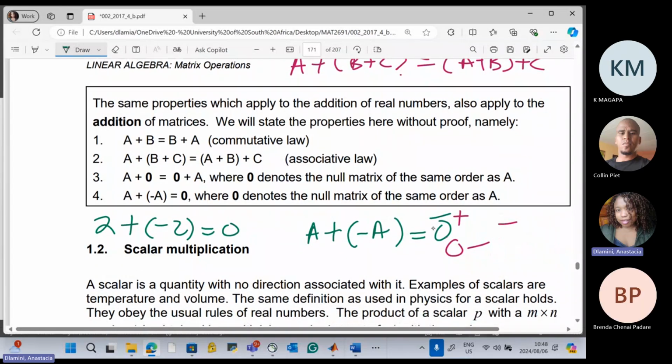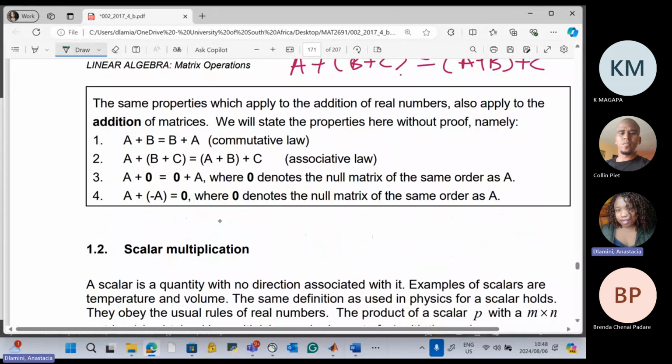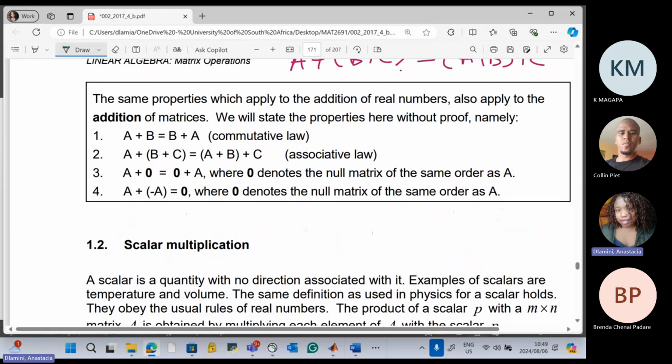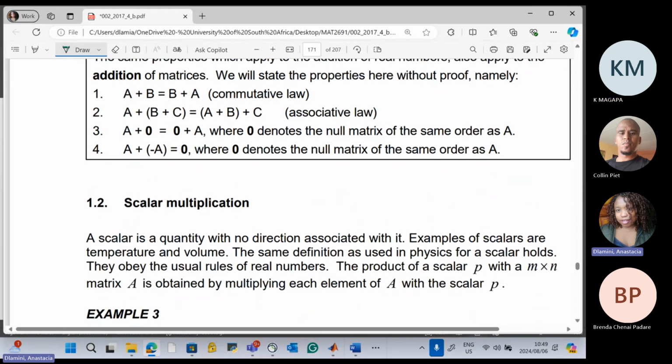I hope all those properties are in the head, in the mind, and make sure you know them by heart, because you will not get them in the formula sheet. Now they say scalar multiplication. A scalar is a quantity with no direction associated with it. Examples of a scalar are temperature and volume. The same definition used in physics for a scalar holds. They obey the usual rules of real numbers. Basically, that's what we're saying. 2 plus 4 is the same as 4 plus 2.